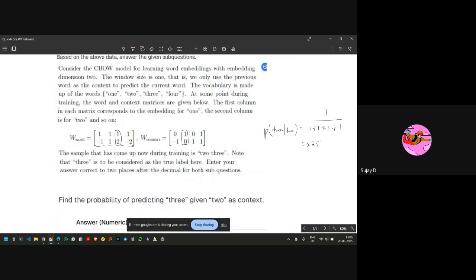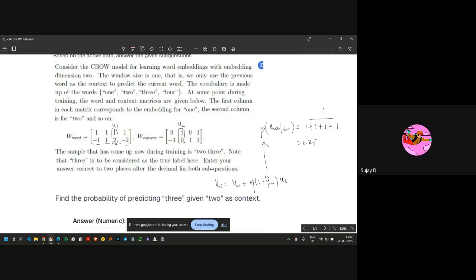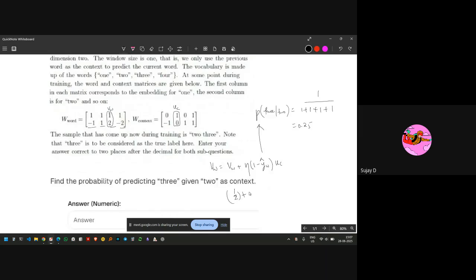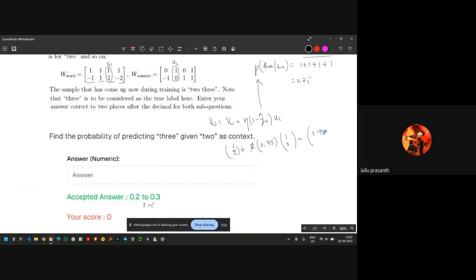Okay. So let's call this V3 and this is UC. This is VW. What is the update rule for VW? VW is equal to VW plus eta times (1 minus y hat). Y hat is this quantity, y hat W into UC. With this update rule, we get 1 2 plus eta times 0.75 into 1 0. Eta was 2 or 1? Let's check. Eta is 1. So this is 1.75 to this is B minus A is 0.25. Okay.